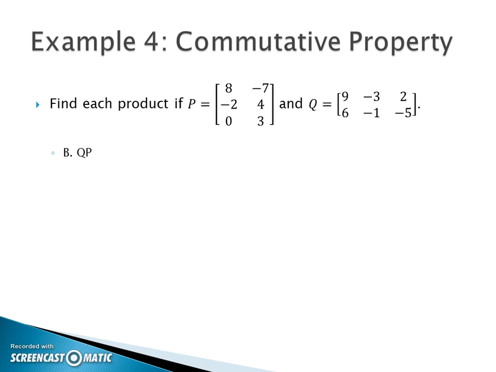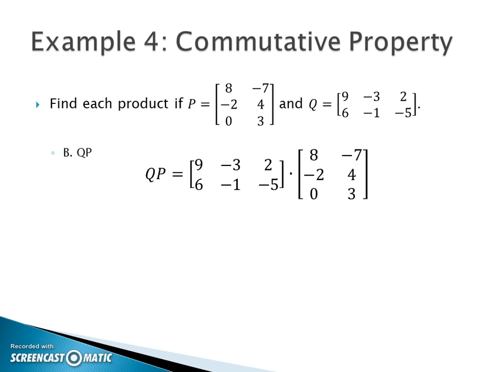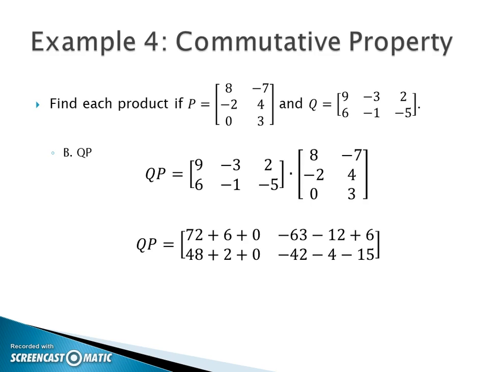Then we're going to do QP, which is a 2 by 3 times a 3 by 2. We're going to substitute those in. We're going to multiply the columns by rows. And then we get 78, negative 69, 50, negative 61.